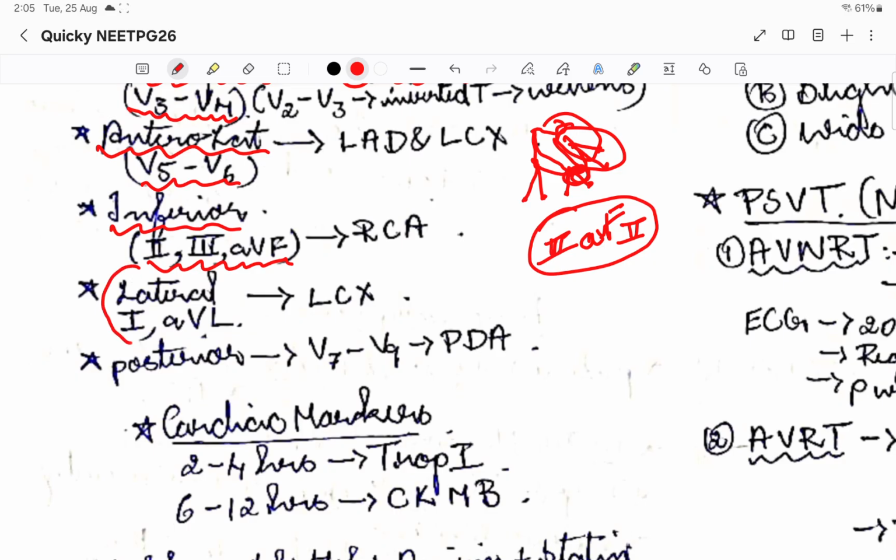Now the lateral side, the left circumflex artery, along with V5 and V6. It is going to be the lateral heart that I'm going to see. So LCX again. Then coming to the posterior side, it is going to be V7 and V9.